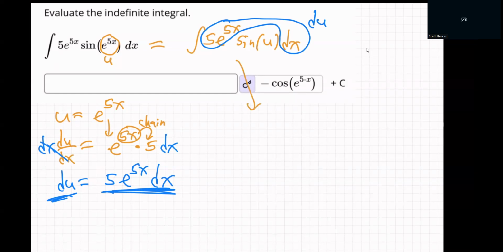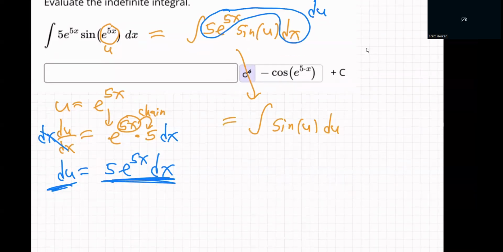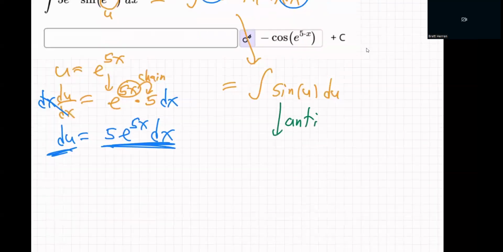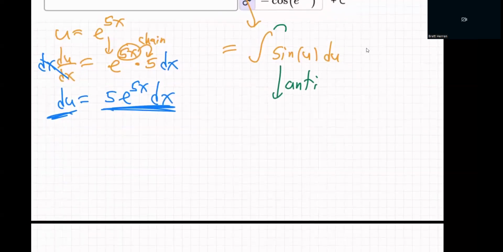So then this integral becomes the integral of sine u du. Didn't that clean up nicely? See that? e to the 5x dx is just du. So, all right, well, now we can do this. We can do the antiderivative of this pretty darn easily. Now, what is it? So this integral and this du operator can do their thing.